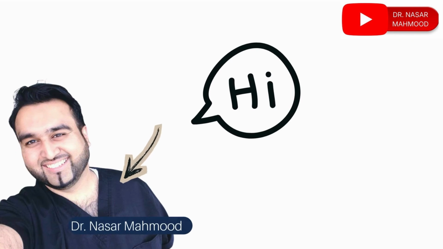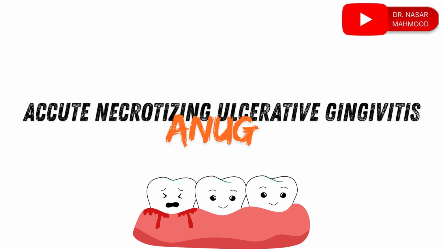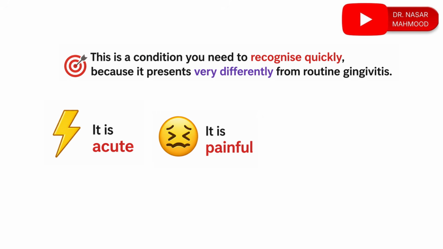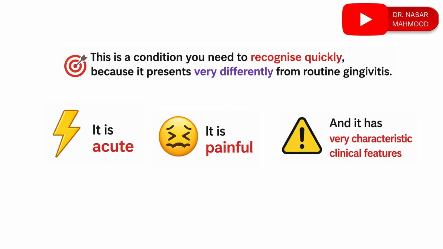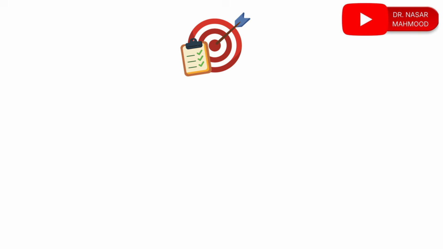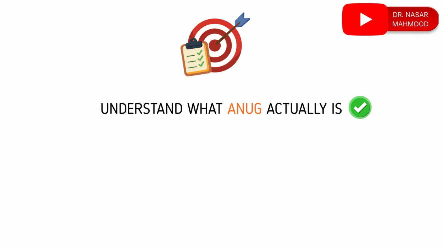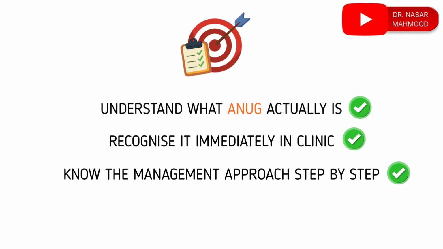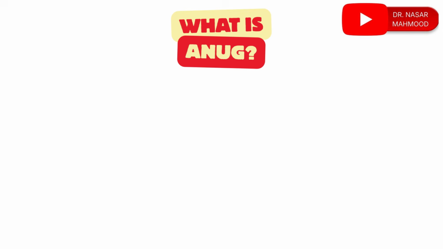In this video, we're going to talk about acute necrotizing ulcerative gingivitis, also known as ANUG. Now, this is a condition you need to recognize quickly because it presents very differently from routine gingivitis. It is acute, it is painful, and it has very characteristic clinical features. So the goal is to understand what ANUG actually is, recognize it immediately in the clinic, and know the management approach step by step.